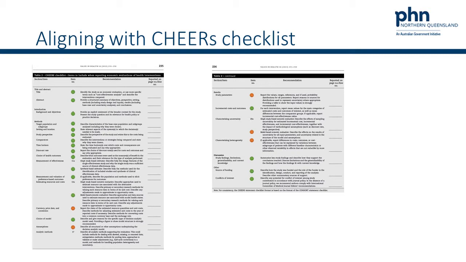They identify their choices of health outcomes, they use the synthetic-based estimates for the measurements of effectiveness, their measurement and evaluation of preference-based outcomes are provided using a model-based economic evaluation. They don't provide any currency data and conversions. They explain why they use a regression model. They don't talk about any of the assumptions they make, and they also provide some detail on their analytical methods. They don't characterize heterogeneity, but their discussion is great.